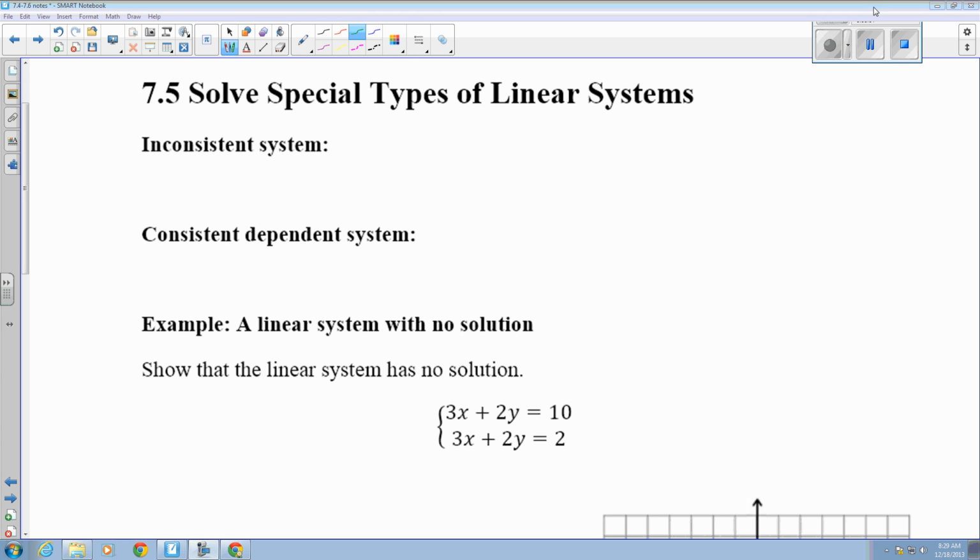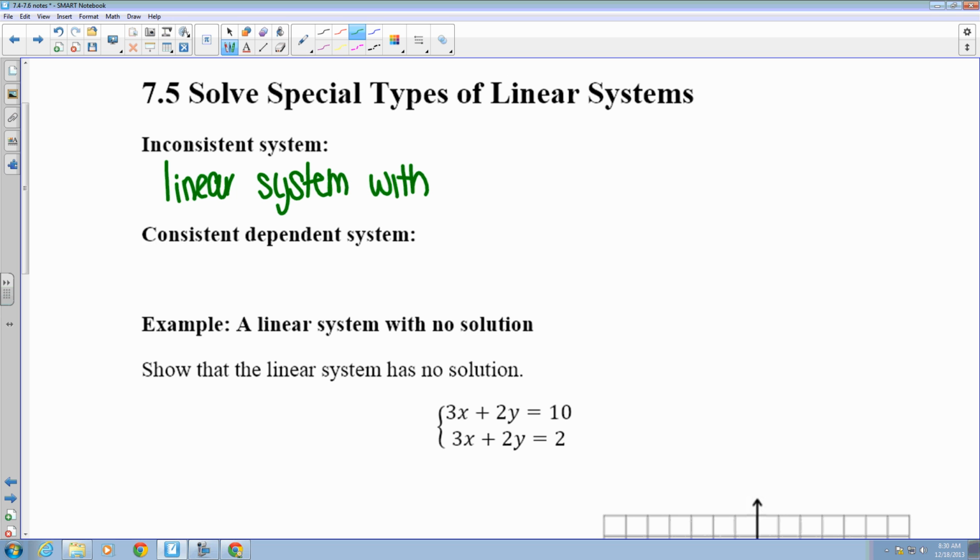Okay, we are doing section 7.5, which is special types of linear systems. Now, we talked about in section 7.1 when we had the intersection of the two graphs, that was called a consistent independent system, and that was when we had one solution. If we have an inconsistent system, that is a linear system with no solution. Or a consistent dependent system is a linear system with infinitely many solutions.